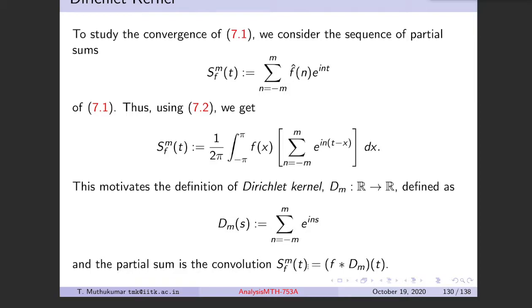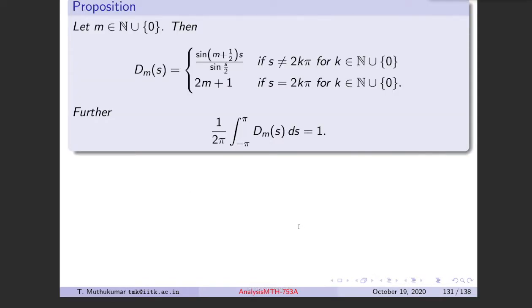So in this slide, what we have done is just rewritten the Fourier partial sums in some convolution form, where this D_m is called the Dirichlet kernel. So now we prove a property of the Dirichlet kernel.